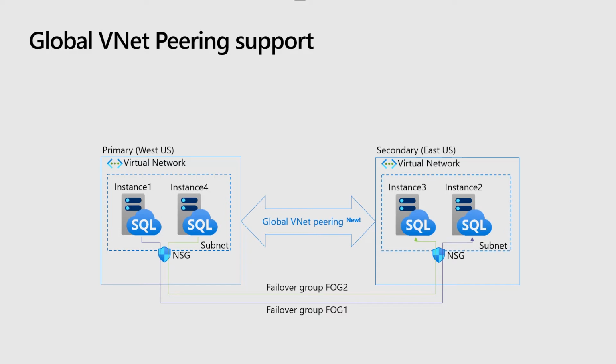Basically, in order for this geo-replication to work, for this replication traffic to flow, you have to establish some kind of communication channel between those two regions and virtual networks. In the past, you would typically use VPN gateways. However, in certain network topologies, VPN gateways cannot be used. An example would be some of the hub-spoke architectures.